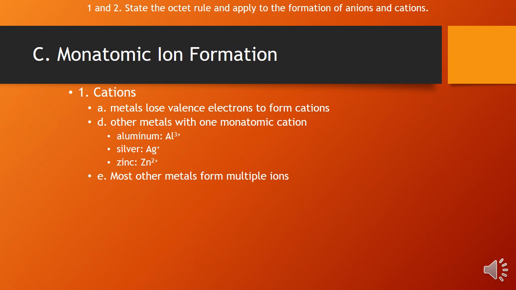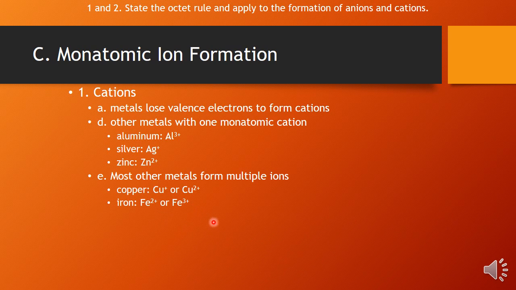Most of the other metals, namely the transition metals, most of them will form multiple ions. And what we mean by that is this. Copper, for example, will form a 1 plus ion where it loses 1 valence electron. It will also form a 2 plus ion when it loses 2 electrons. Likewise, iron can form 2 plus or 3 plus. Now, these are not things that you need to memorize here.